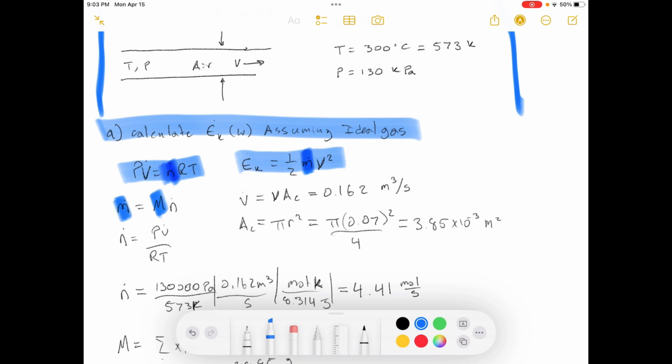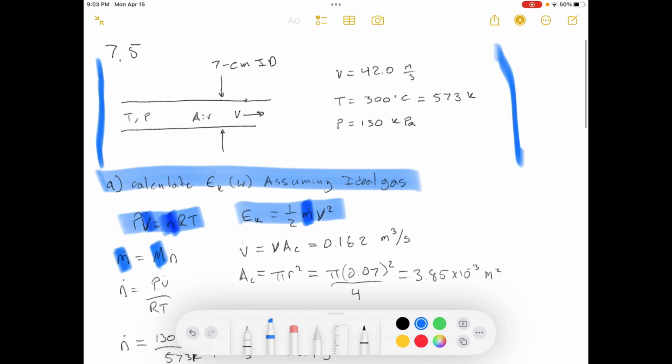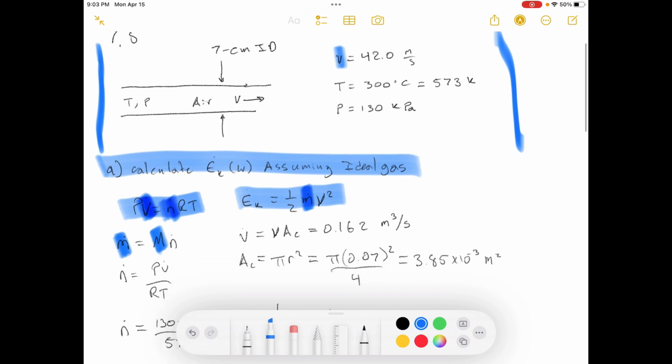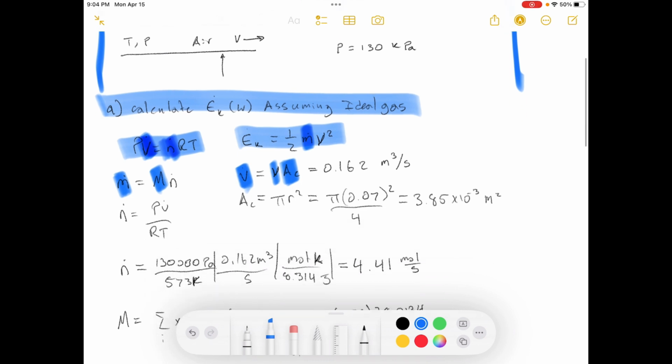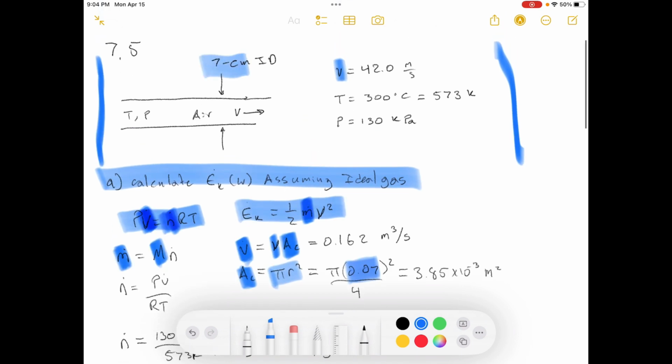They gave us a velocity, but they didn't give us the volumetric flow rate, but they did give us the inner diameter of the pipe. So we can use the velocity times the cross-sectional area of the pipe to give us the volumetric flow rate. We assume the pipe's a circle, so the cross-sectional area is pi r squared. That's 0.07, squared, divided by 4, because that's the diameter, times pi.